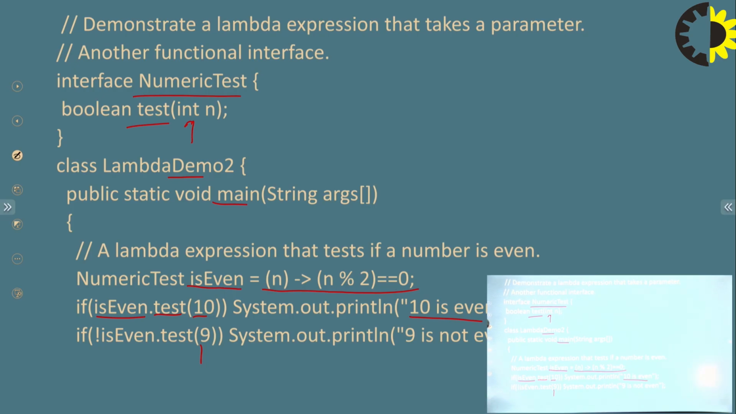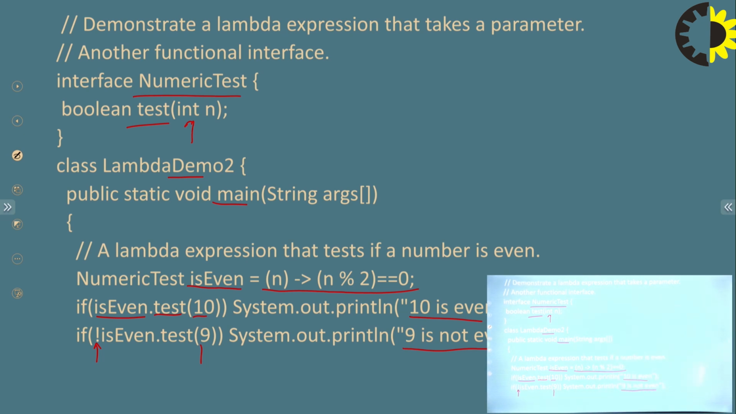and 9 is not an even number because we are using the not operator, so it will reverse the boolean value. It will return false, it becomes true, and it will display the message 9 is not even. So it is a very simple example, remember the exclamation sign here.